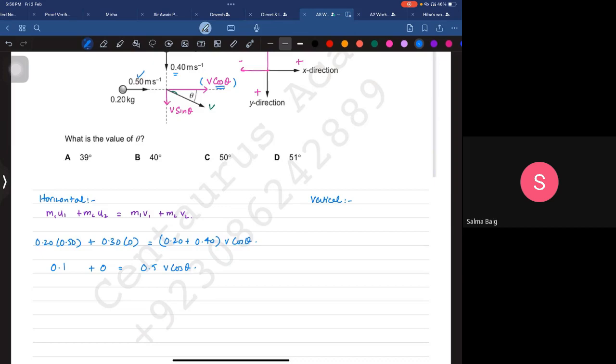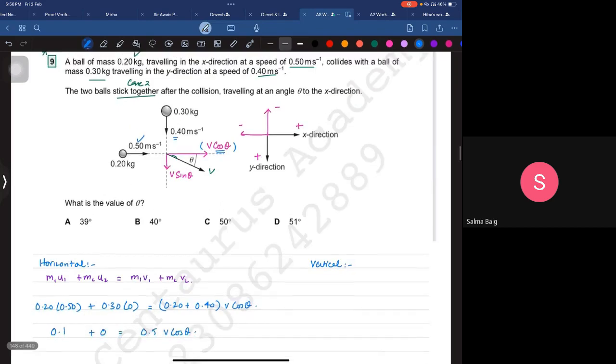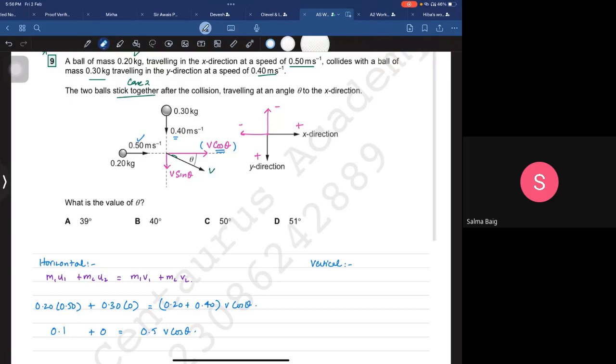Could you repeat why u2 is 0? Yes, you mean why this one is 0? This is what you want to ask? Because look at this object. Where is it going? Vertically or horizontally?